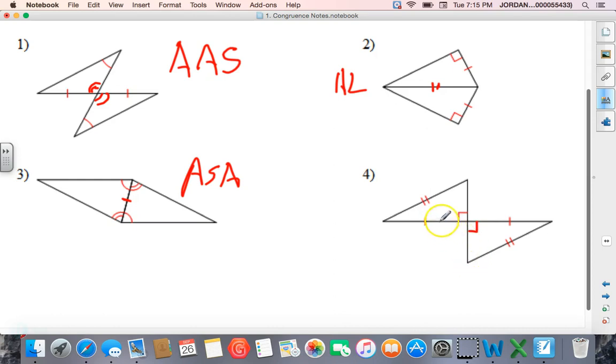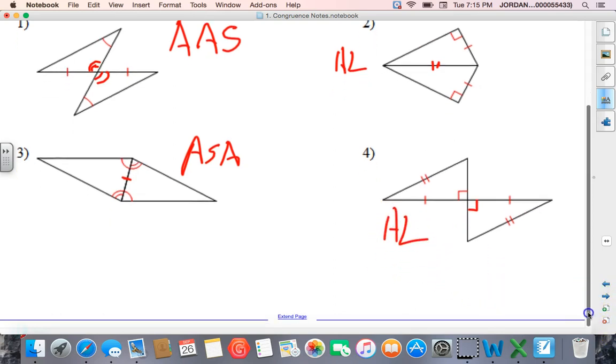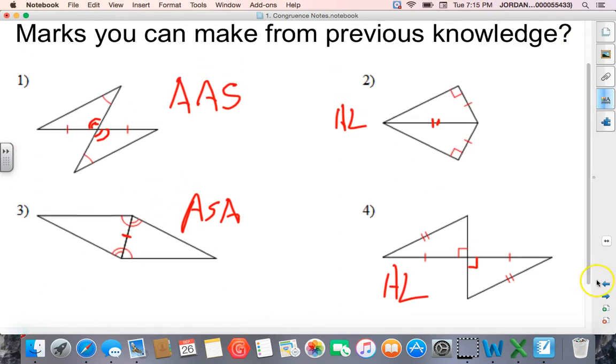And then you can do hypotenuse leg. You've got a hypotenuse that's the same and a leg that's the same. All right, and they're both right triangles, so you can use hypotenuse leg again on this one. So just some situations where you can use prior knowledge to determine some things about the triangles to prove congruency.